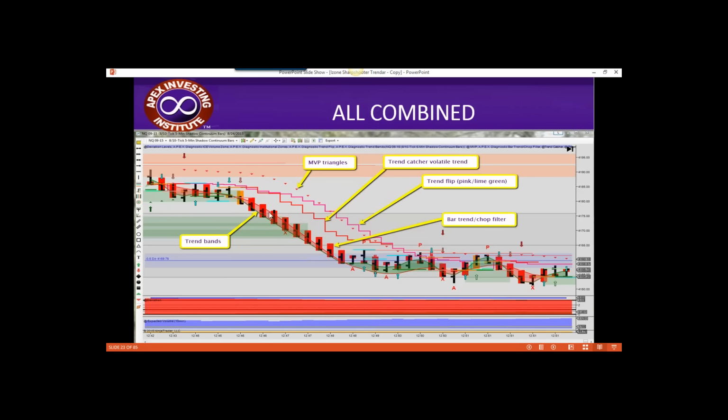Remember we talked about that, right? And what are these bands? See these shaded areas? Those are the trend bands that are either red or green, right? Remember our trend flip lines? Either red or green, okay? So all together, you kind of see the whole picture there, okay?